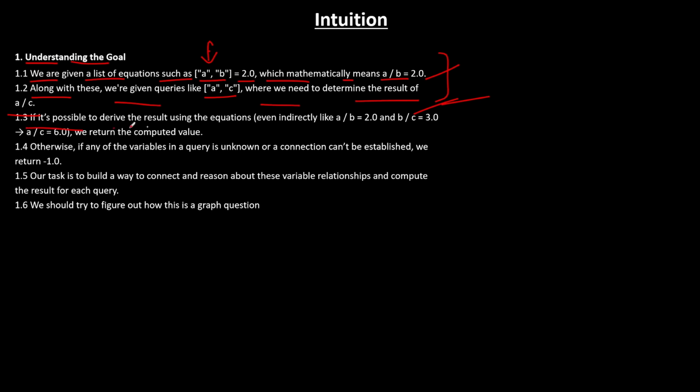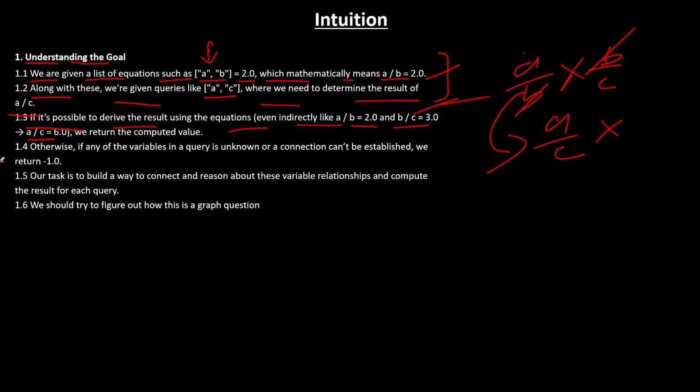If it is possible to derive the result using the equations indirectly, a by b and b by c give us a by c, which we already saw, right? If a by b is given and b by c is given, we can get a by c by multiplying them. The b gets cancelled and we get a by c. Otherwise, if we don't have such values, then we return -1. That's it. Now, our task is to build a way to connect and reason about these variable relationships and compute the result of each query.